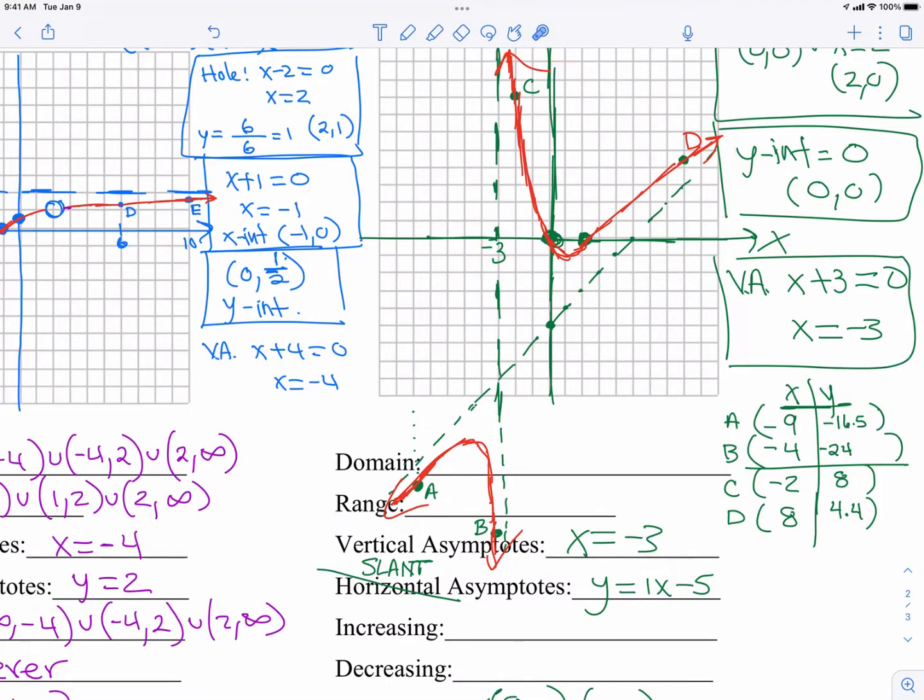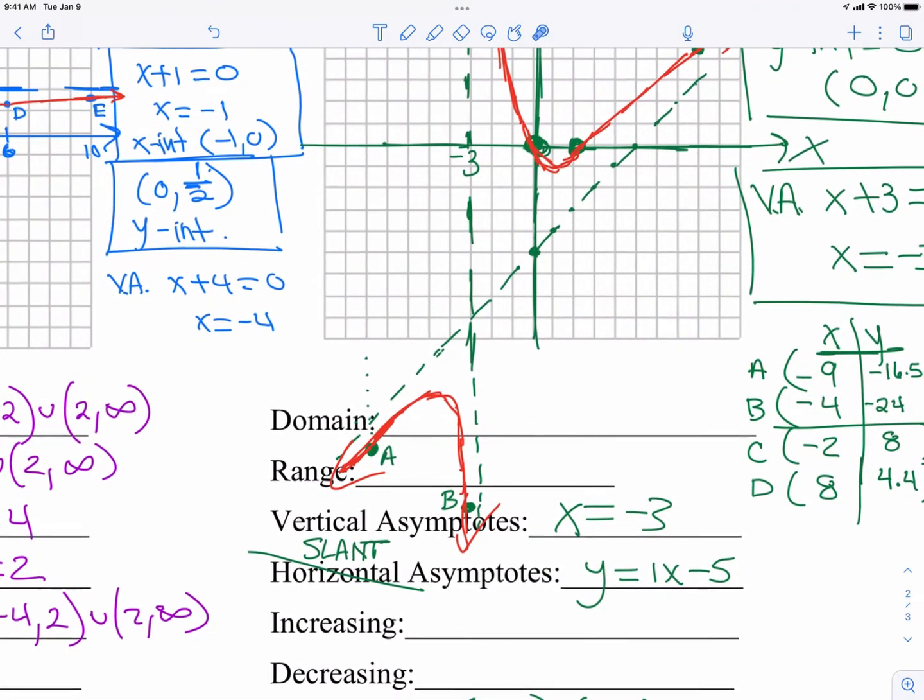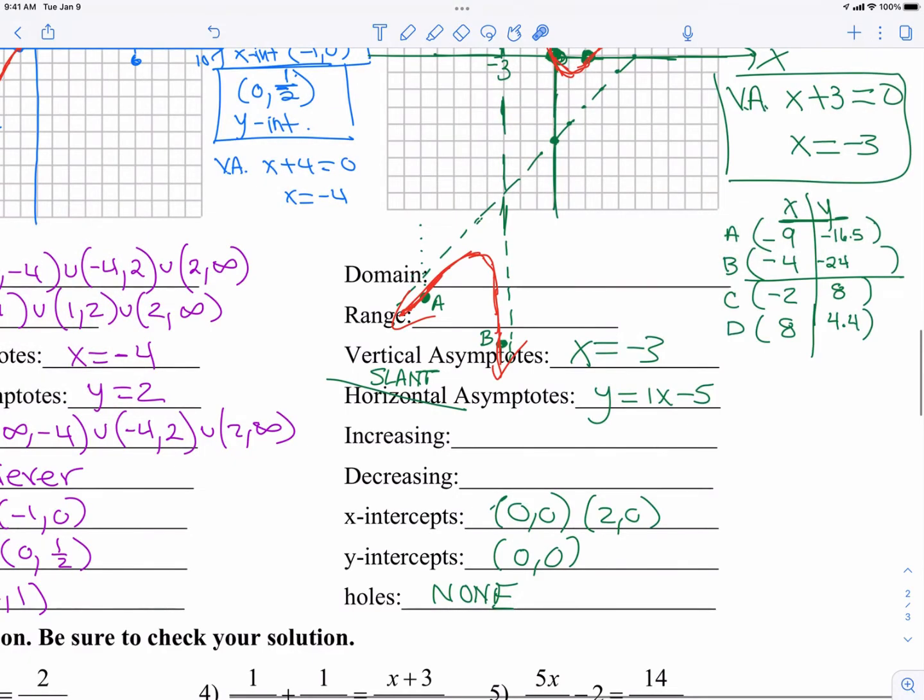All right, now we need to find domain and range. We also need to know where it's increasing and decreasing. So in order to do that, we need to find where the turning points are. So let's figure out the turning points. So now we'll use our technology on the calculator to find the maximums and the minimums.